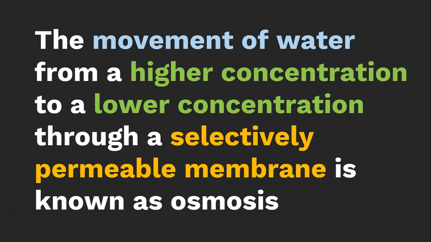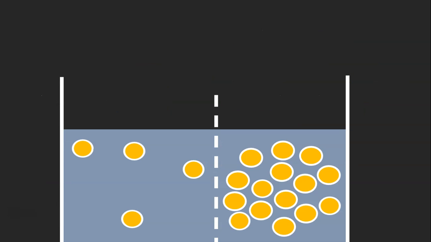By understanding the terms higher concentration, lower concentration, and selectively permeable membrane, you will be able to understand what is meant by osmosis. To do that, let's take an example. In this experiment, we're going to have a beaker, and this beaker is going to be divided into two sides by a membrane with holes in it. That will be our selectively permeable membrane. I'll explain what that is in a few moments.